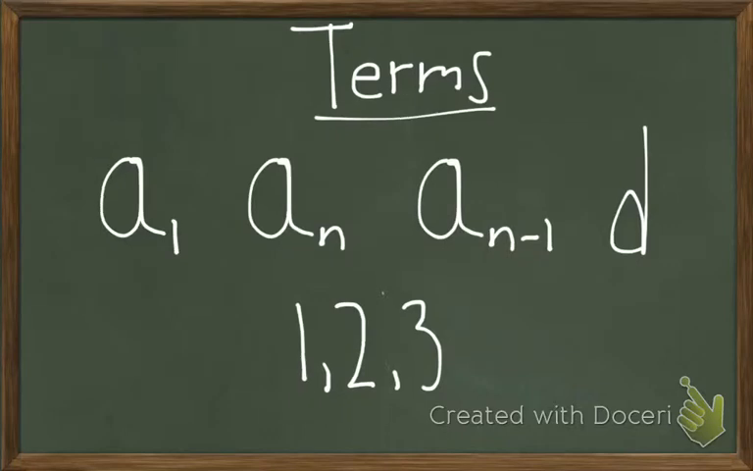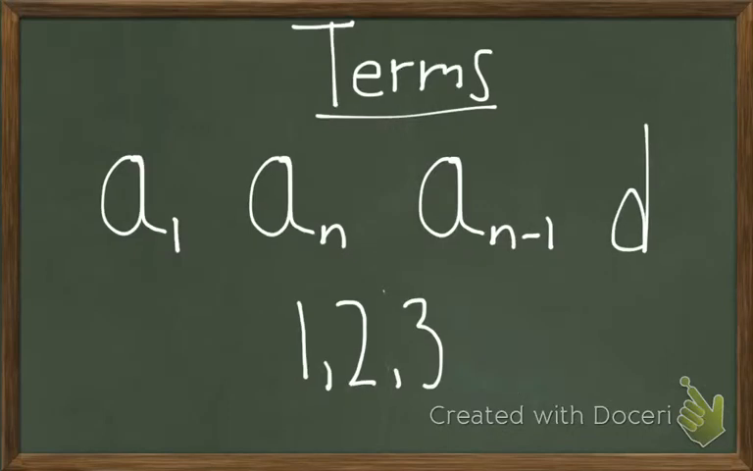Next, an is the number that you're trying to find in a sequence. So we're trying to find the fourth number in the sequence, so you would write a4. Next, an minus 1 is the term that you're trying to find in the sequence minus 1. Since we're trying to find the fourth term, you just do 4 minus 1, so that you get a3, which is just 3.